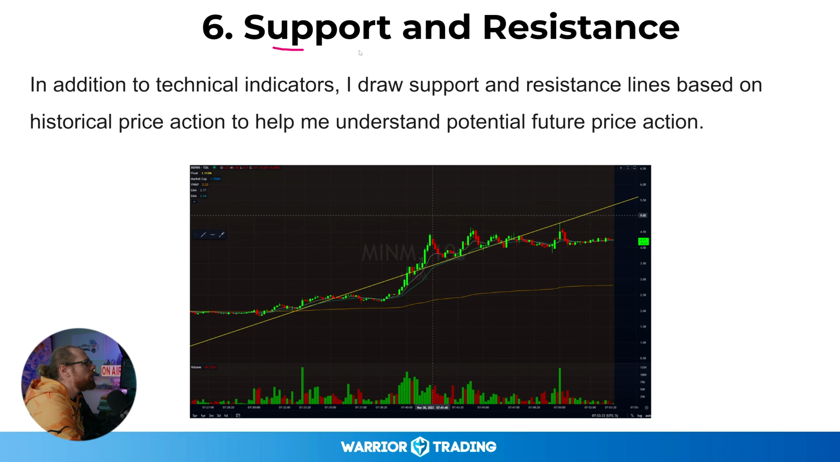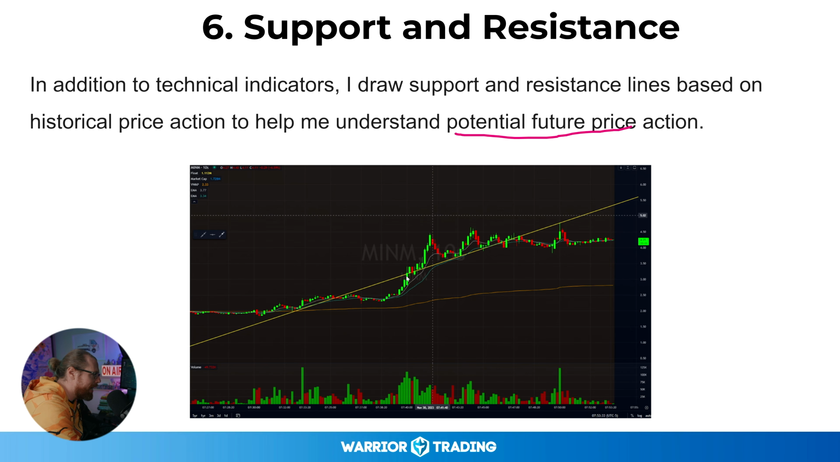Number 6, support and resistance. So in addition to technical indicators, which help us understand potential areas of support and resistance, the 9 EMA, the VWAP, I also draw support and resistance trend lines based on historical price action. This helps me understand potential future price action and areas where we might see resistance.